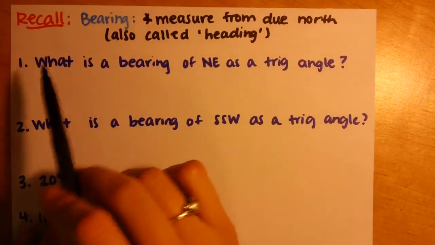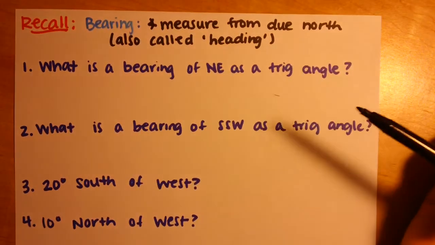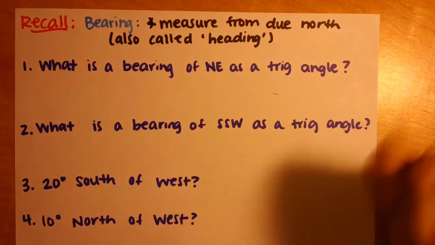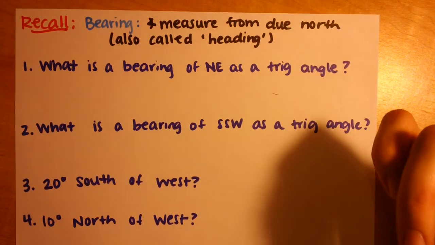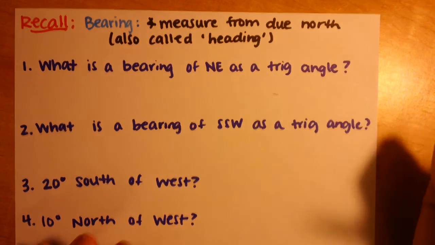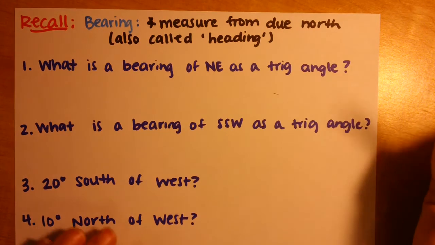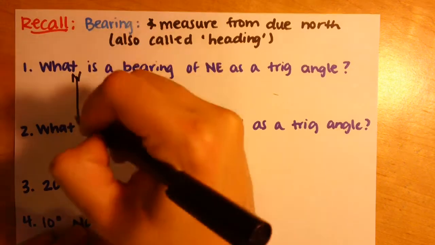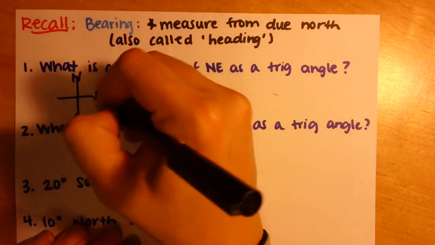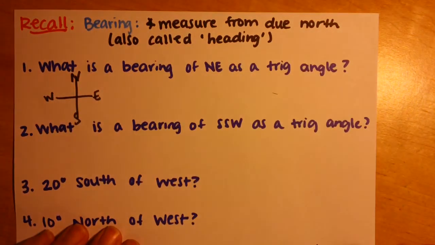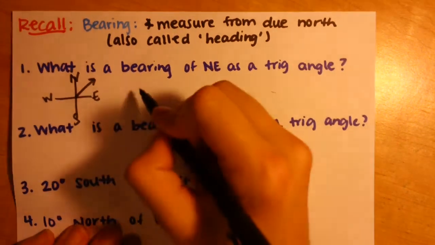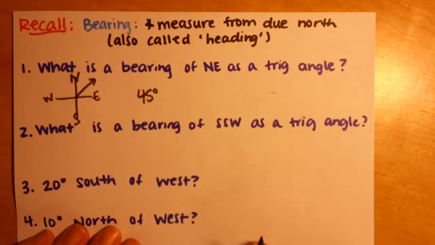So something we might want to recall that is going to come up a lot is bearing. Bearing is the angle measured from due north. This is also going to be called heading. See, compass heading is going to be the direction from the due north. So if you want to know what a bearing of northeast is as a trig angle, think of your compass. We have north, south, east, west. Okay? So if we're bearing northeast, that's going to be 45 degrees.